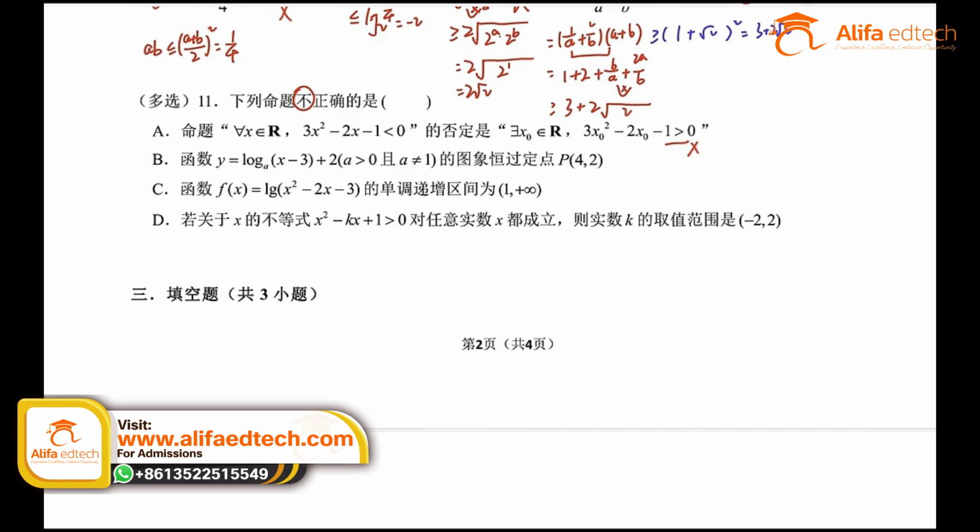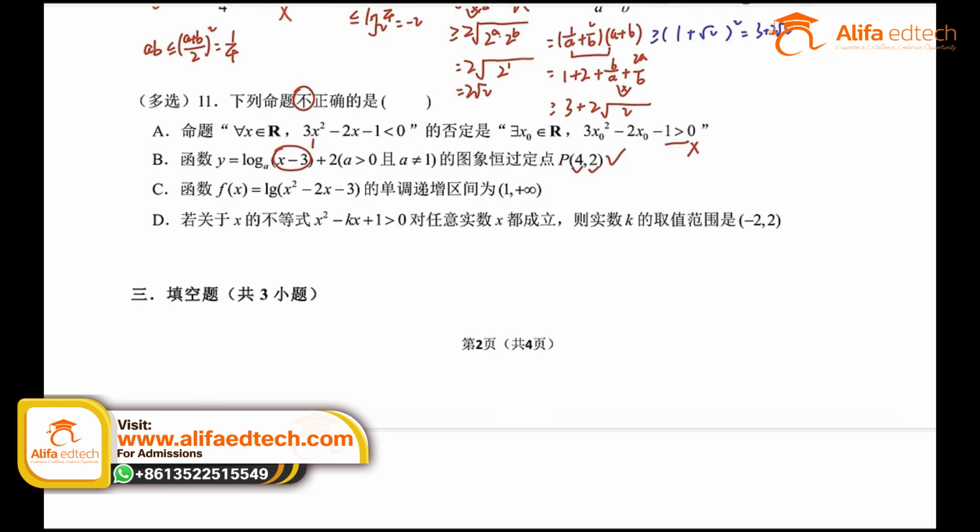Next, let's look at option B. It says the graph of this function always passes through the fixed point 4, 2. So in this case, for fixed point problems related to logarithmic functions, we just need to let the argument be 1. The argument must be 1, so x minus 3 is 1, which means x is 4. The x-coordinate is correct. Log base a of 1 is 0, 0 plus 2 is 2. The y-coordinate is also correct, so it always passes through the fixed point 4, 2, correct.